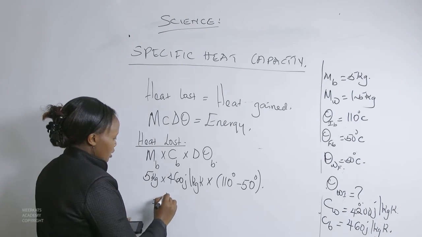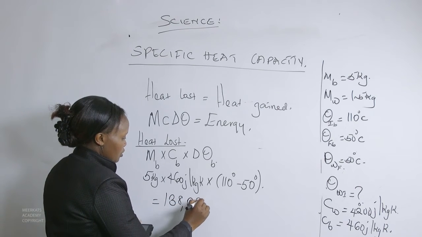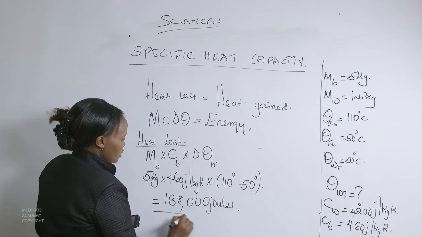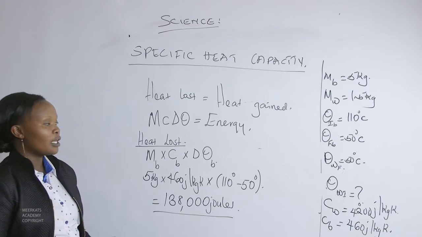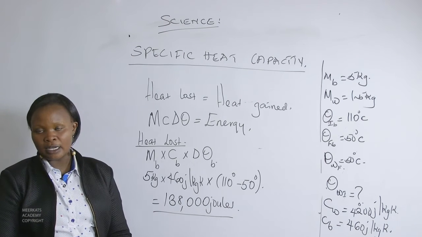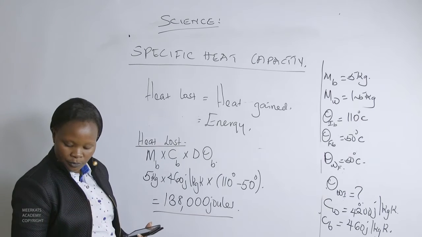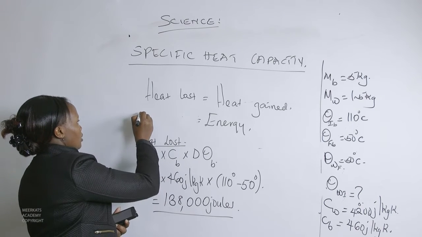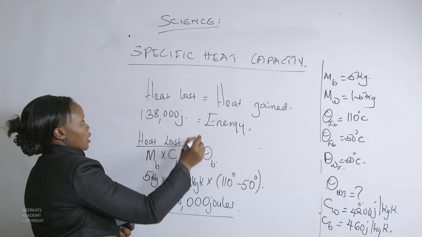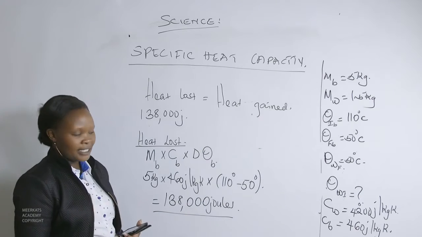This gives us 138,000 joules. That is the amount of heat that the block loses, 138,000 joules. Now, the heat being 138,000 joules is equal to the heat gained.